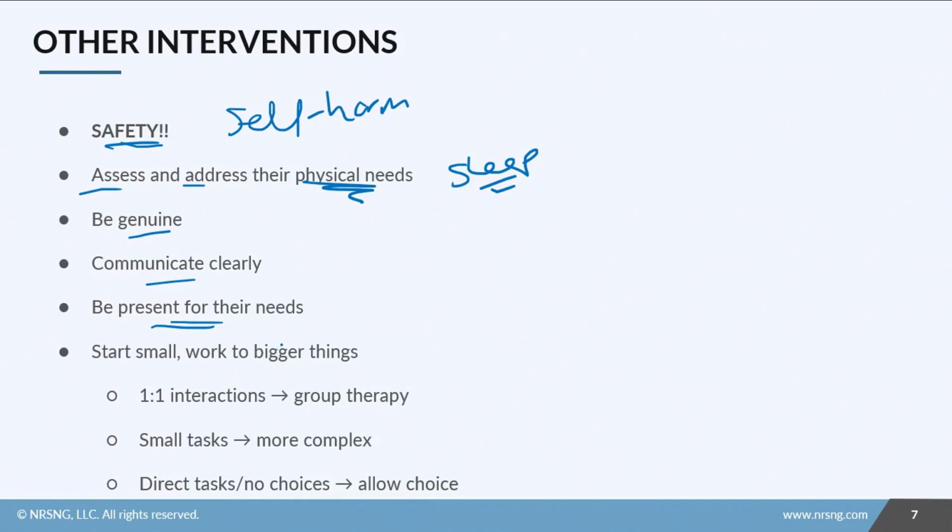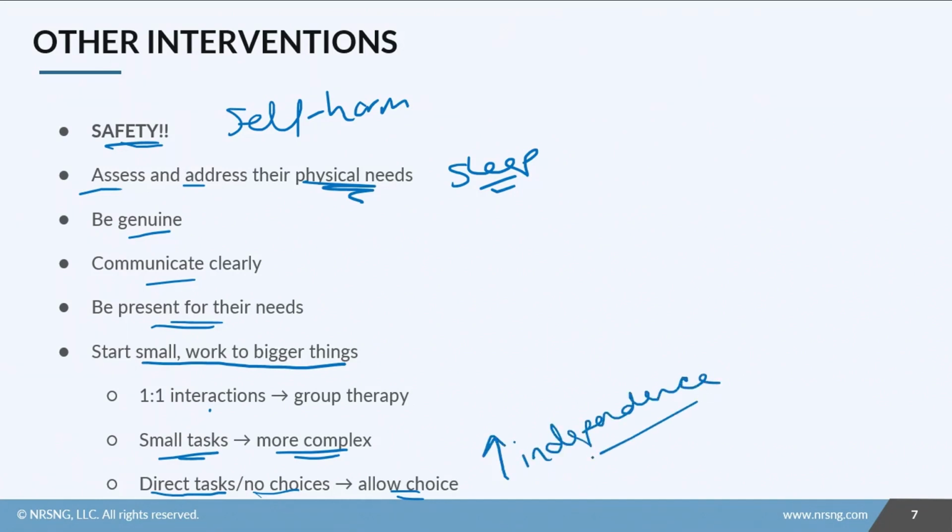And remember that, with some disorganized thoughts, it's really good to start small and work up to the bigger things. So start with one-on-one interactions and work to group sessions. Start with small tasks and move to the more complex tasks. And start with something very simple and direct with no choices, and then move to allowing them to start making choices. We want to start increasing their independence and their ability to make logical and rational choices. And all of this just keeps them from being too overwhelmed before their symptoms are fully under control.